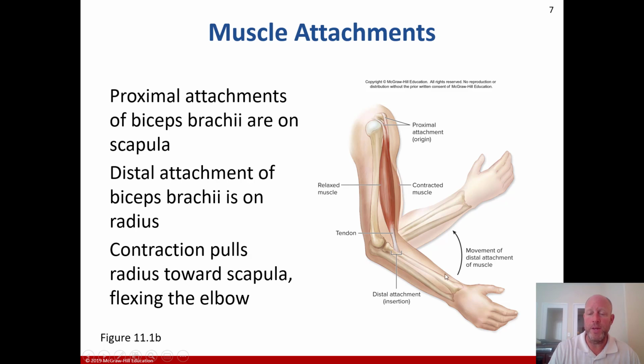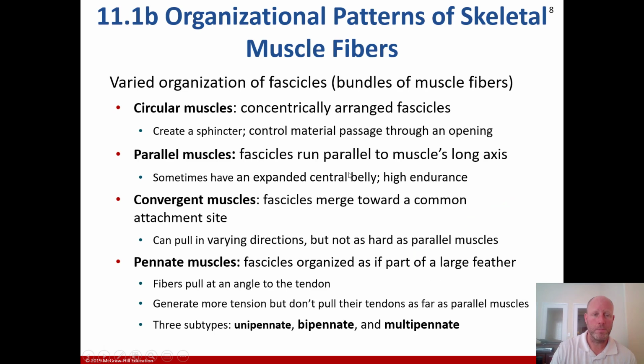In elbow flexion, you'd be basically bringing the forearm toward the humerus, which is what the bicep does. And of course, it's technically involved in some rotation as well, technically supination as well. It's not just flexion. As far as organizational patterns of skeletal muscle fibers, there are varied organization of fascicles that are bundles of muscle fibers. Remember, myofibril is a muscle cell, muscle fiber, same thing.